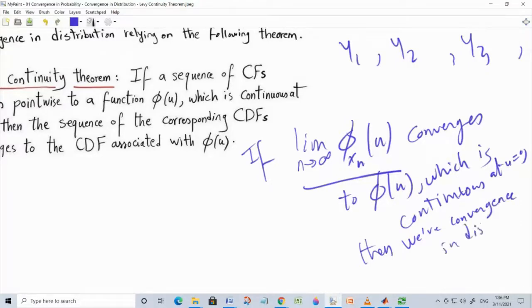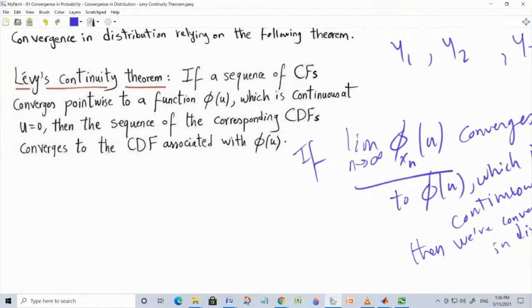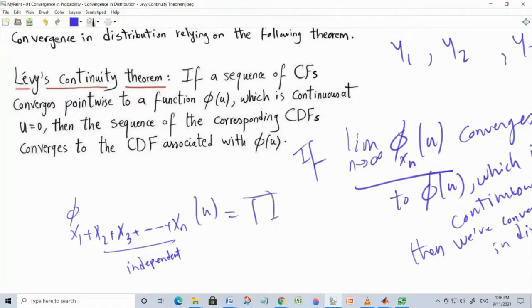Okay, and so if you want to prove the central limit theorem, the way to go is the characteristic function. The question is, what is nice about the characteristic function? Well, so many nice things. One of them is that phi of x1 plus x2 plus x3 and so on plus xn, if those guys are independent, then the characteristic function of the sum is the product of the characteristic functions. That makes things much easier, right?